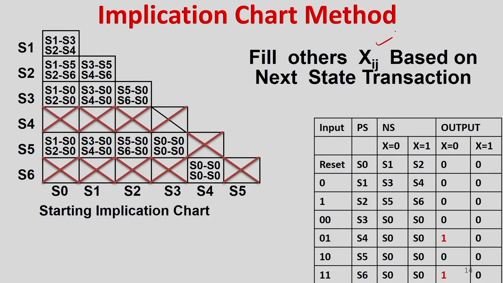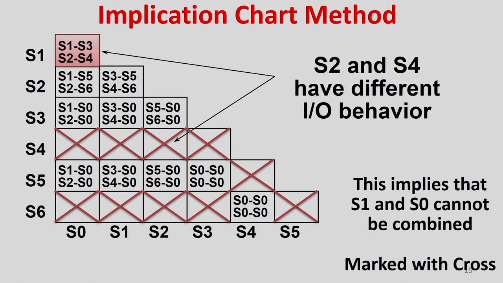So, we are trying to fill the other x i j entries based on the next state transitions, and this is the already filled one. Now, let us look at how the implication chart works, or how it implies. Suppose you take S 1 and S 0, the S 1 row and S 0 column. In this case, if you look at S 2 and S 4, they have different I O behavior.